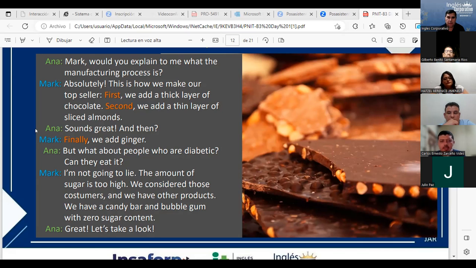Sounds great. And then? Finally, we add ginger. But what about people who are diabetic? Can they eat it? I'm not going to lie. The amount of sugar is too high. We consider those customers, and we have other products. We have a candy bar and bubble gum with zero sugar content.